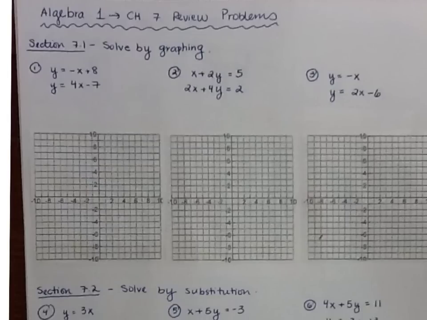Hello guys, we're going to do today the Chapter 7 review problems that you have for homework. And what I'm going to do is talk you through a couple of each type, and then I'll leave a few blanks so that you can also try some on your own. So, Chapter 7 starts with 7.1.